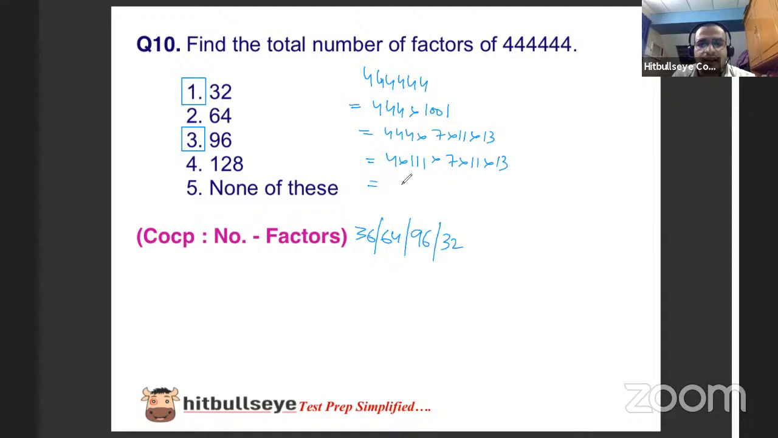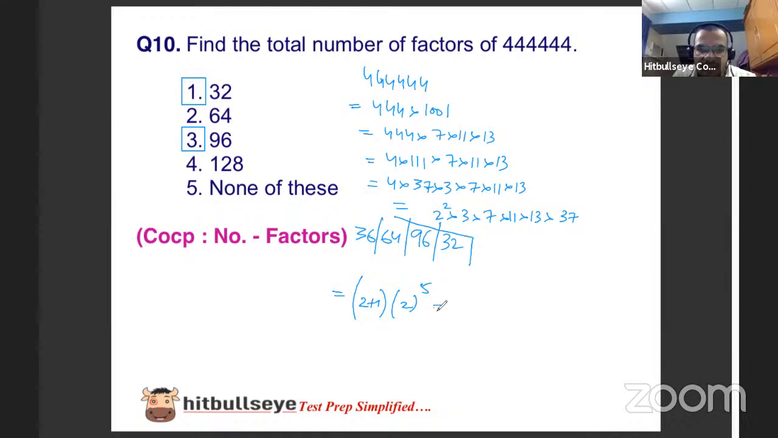And 111 again I can write down as 37 into 3. So the prime factorization becomes 2 raised to power 2 into 3 into 7 into 11 into 13 into 37. These are my prime factors involved for 444444. Now I have to just write down the product of all the exponents plus 1. 2 plus 1, and 2 will come how many times? 1, 2, 3, 4, 5. This is power 5. 2 to the power 5 is what? I know it is 32. Answer comes out to be 96, the right answer.